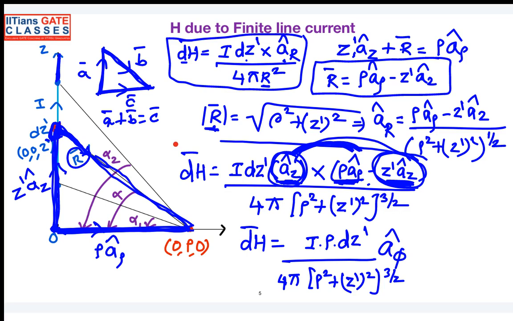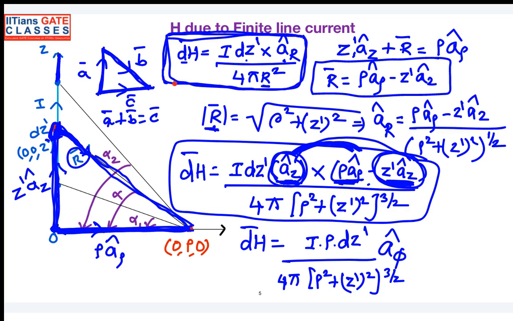Yes, sir. So first of all, this point is clear for you, the differential magnetic field. This is the same expression of Biot-Savart's law, right? Yes, sir. The current element cross product with the radial direction divided by 4 pi r square. So did you get how I am writing the vector r bar? Yes, sir, clear. So the magnitude of r bar will be straight away root over rho square plus z prime whole square. Now, what I was doing here, AR is replaced with r bar by modulus of r bar.